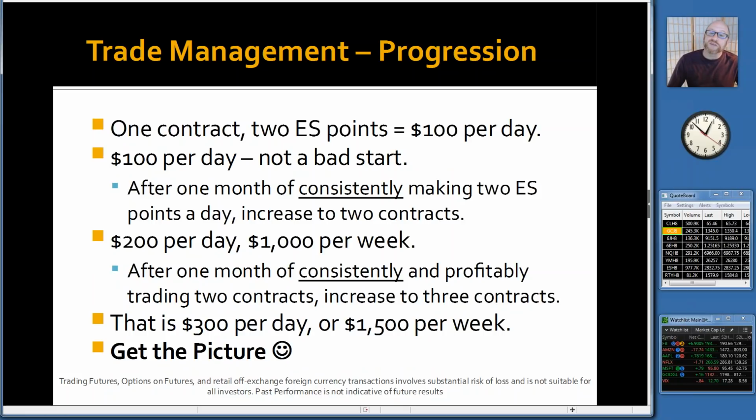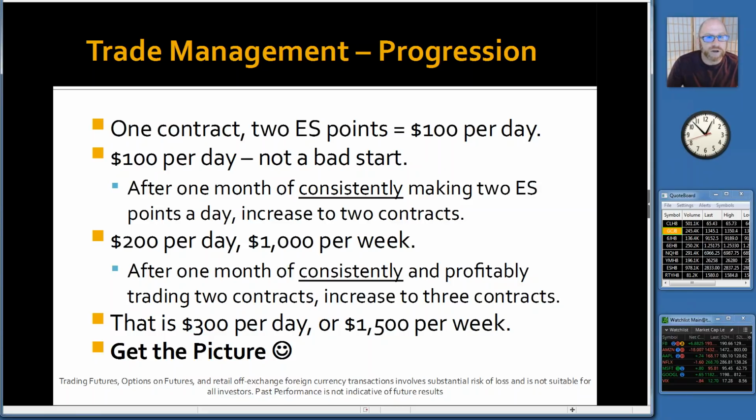So the progression that I recommend that you all start out with is one contract. You're looking for 2 ES points. That's $100 a day, we said. After 1 month of consistently making 2 ES points a day, you can then go to 2 contracts. Why not? You've been doing it with 1, so now go to 2.